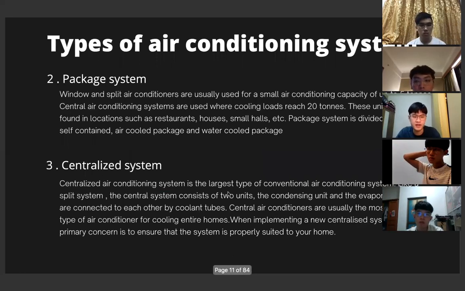The second is the package system. Window and split air conditioners are usually used for small air conditioning capacity up to 5 tons. Central air conditioning systems are used when cooling loads reach 20 tons. The package system is divided into three types: self-contained, air-cooled, and water-cooled. Lastly is the centralized system. The centralized air conditioning system is the largest type of conventional air conditioning system.